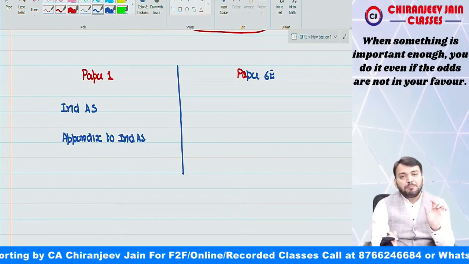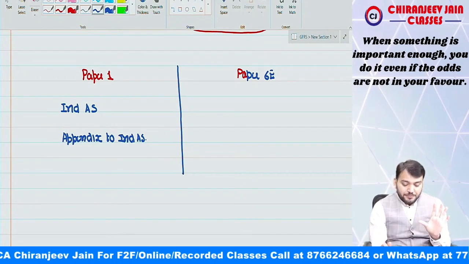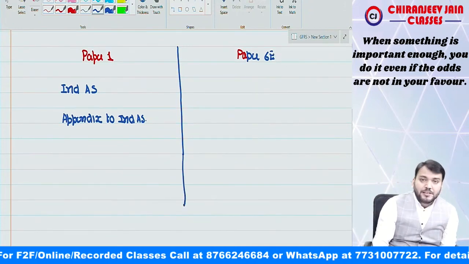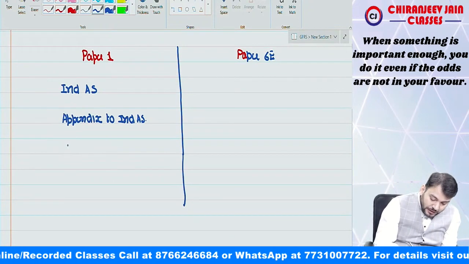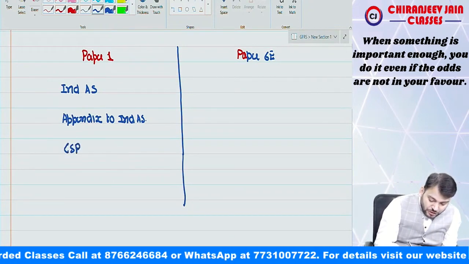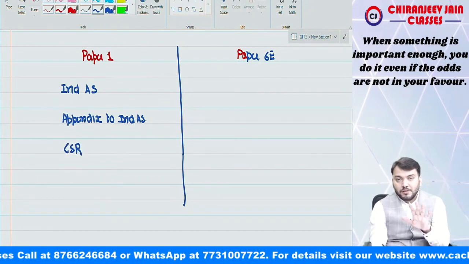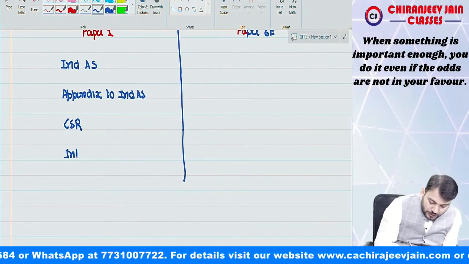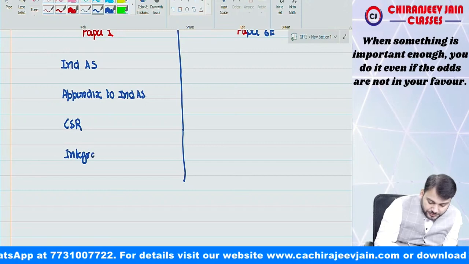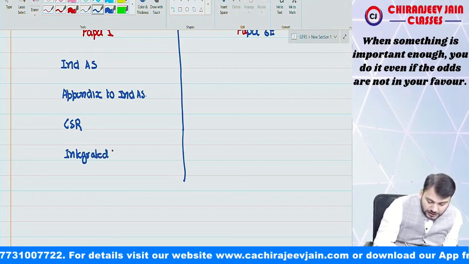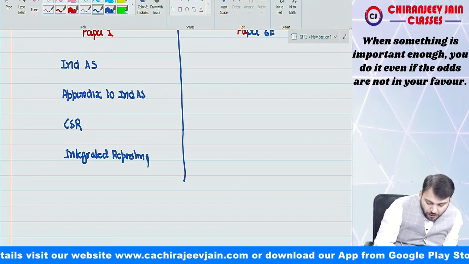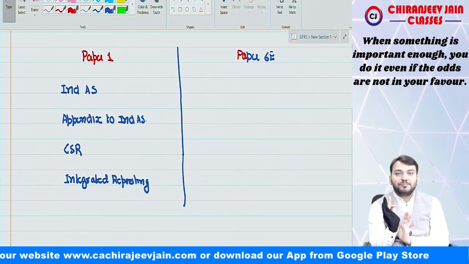Yes, sir. But paper 1 consists of Ind AS, appendices to Ind AS, and there were two more chapters. One is CSR based on the guidance note, correct? And there is one chapter, integrated reporting. I hope you have understood. This was paper 1.